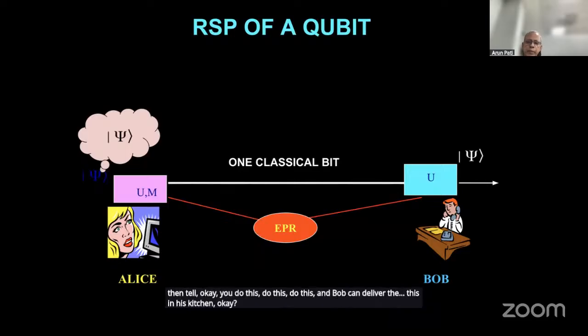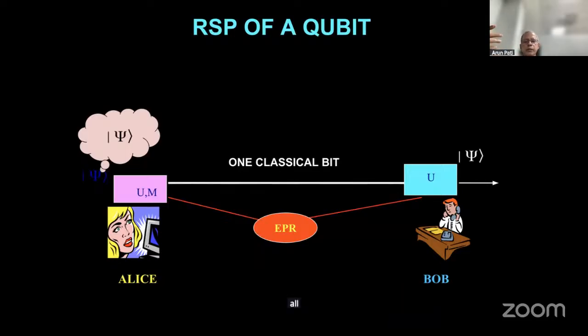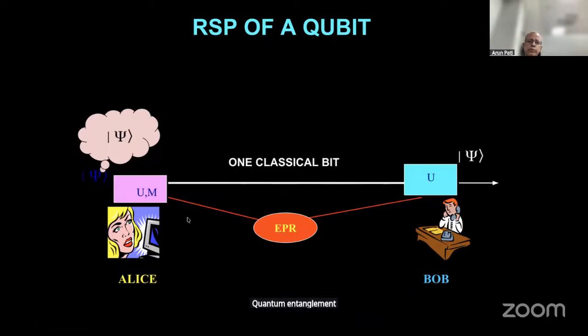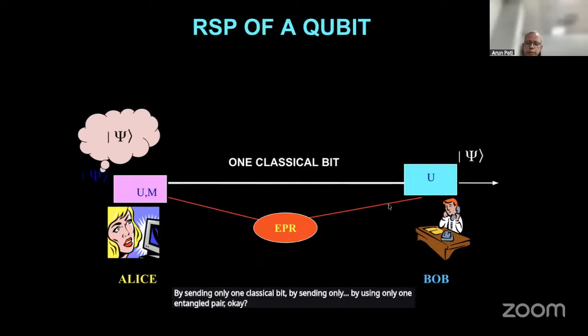But all of this will be costly, because in the first scenario she has to send it by courier, which is expensive, and in the second scenario she has to make a lot of telephone calls, so a lot of classical information has to be sent from Alice to Bob. But here quantum entanglement helps you prepare a state of your choice by sending only one classical bit, using only one entangled pair. So this is the idea of remote state preparation.